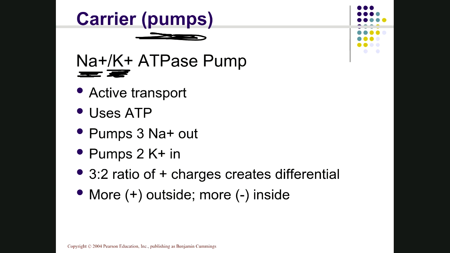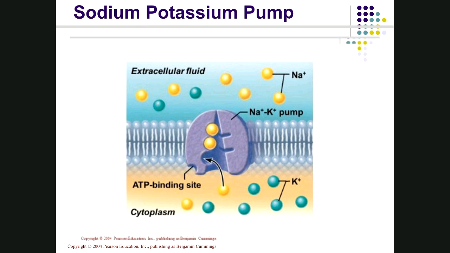So this pump is called the sodium-potassium ATPase pump, because what it pumps is sodium and potassium, and it uses energy in the form of ATP. But this pump does not pump in a 1-to-1 ratio, and it doesn't pump in the same direction. So if you look at this pump, it looks like this. There's a place for ATP to bind. So ATP is going to bind here, and we're going to split the ATP and use the energy to power this pump.